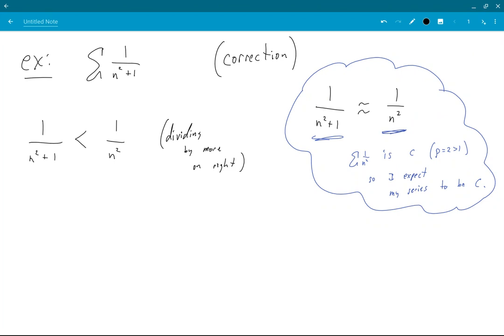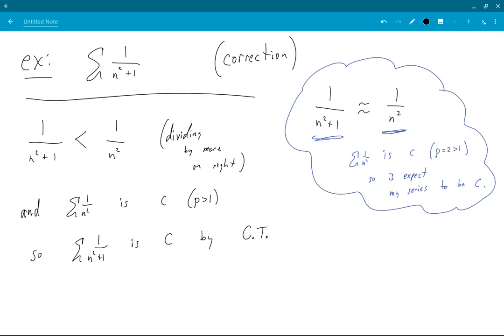So now I'm using comparison test. So just continuing my sentence here. And summation 1 over n squared is convergent because p is bigger than 1. So summation 1 over n squared plus 1 is convergent by comparison test. And that's all.